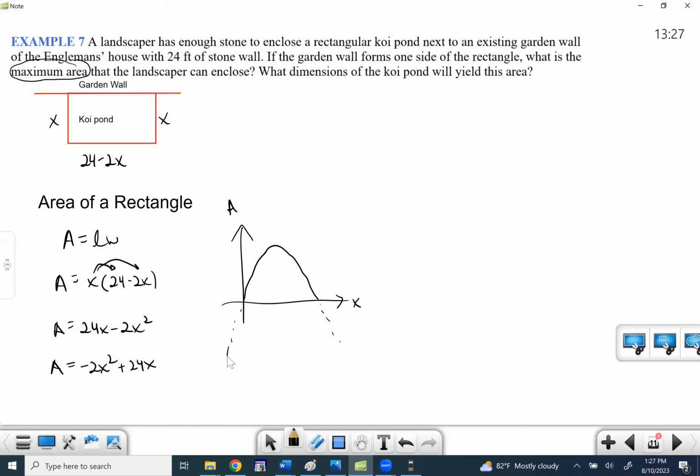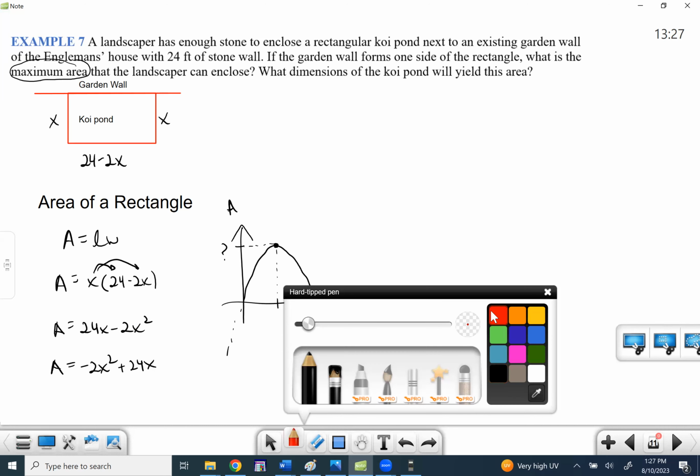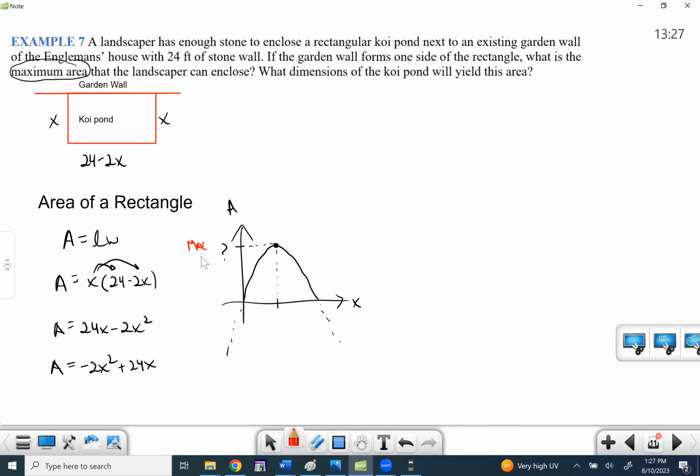All right, so if they want to find the maximum area, the vertex is what we're going to need. And particularly, we're going to need the y value of the vertex. That's going to give us the maximum area. This value down here, it's going to give us the x, which means it's going to help us find the dimensions that would yield the maximum area. So I'm just going to write it out right here. This will be the max area. This will be the dimension that yield the max area.